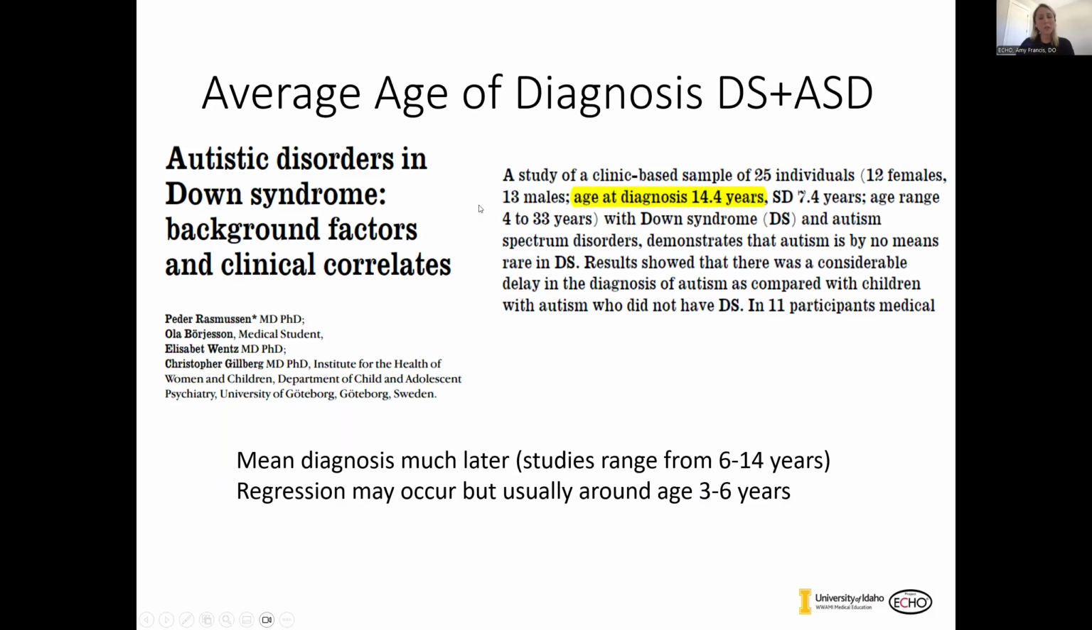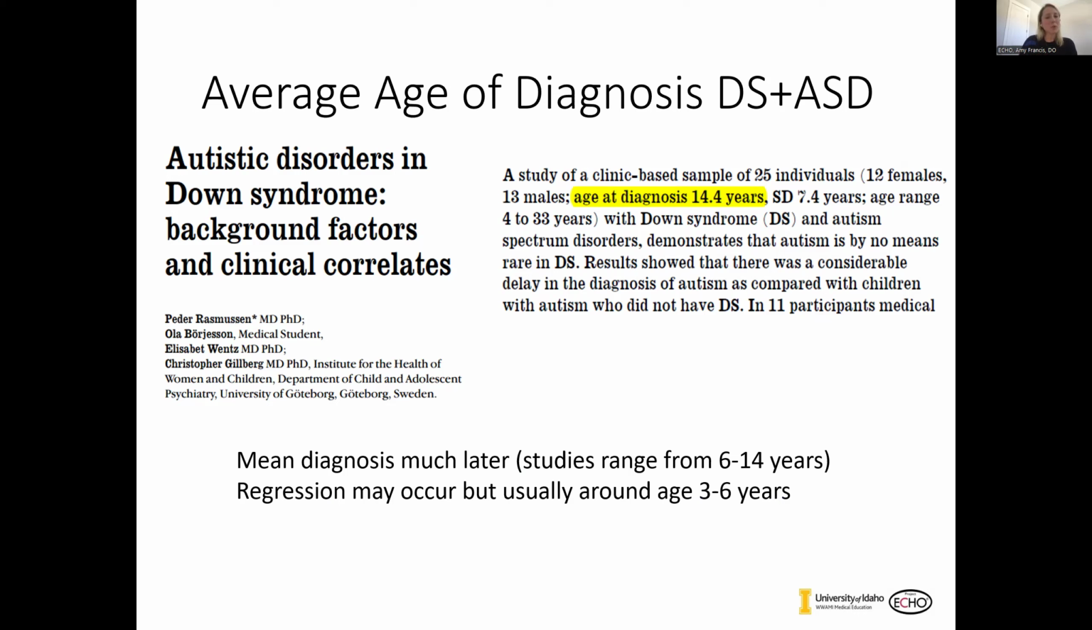I wanted to talk a little bit about autism and the co-occurring, or Down syndrome and co-occurring autism. So this study was done several years ago, and they concluded that the average age of autism in a child with Down syndrome is about 14 and a half years old. We're getting better. Over time, we've gotten better at screening and diagnosing children with Down syndrome with autism. So it usually ranges between the ages of 6 and 14 years old. And the regression tends to occur a little bit later, around 3 to 6 years old.